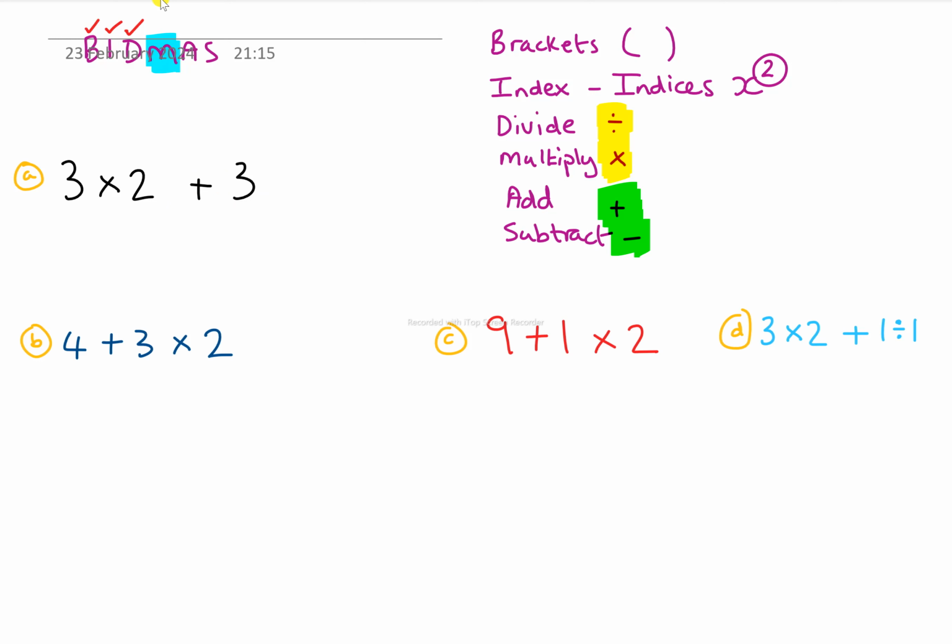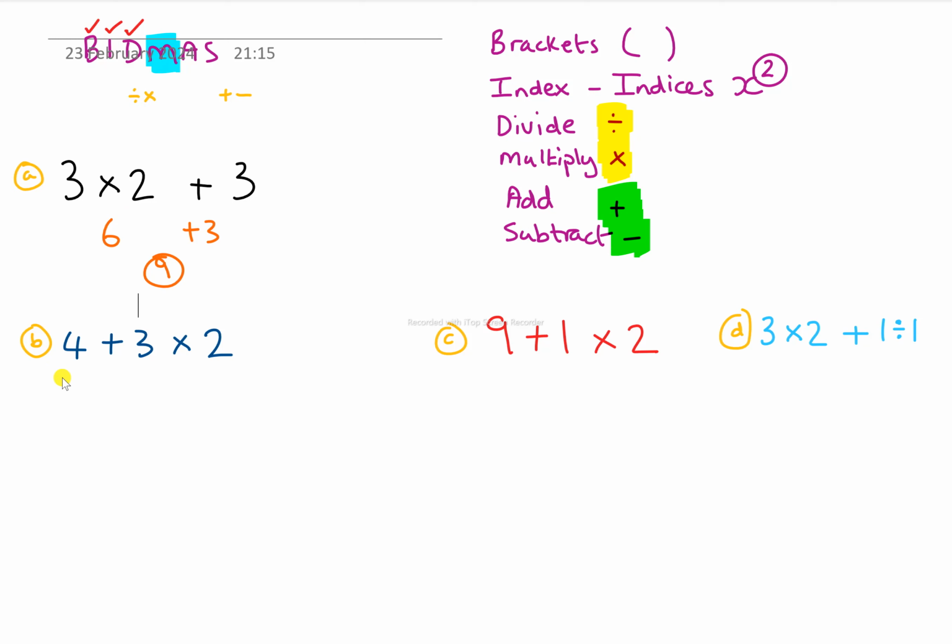Right, okay, let's do this. We're going to run along here. We look for brackets, indices, but at this level you're normally going to see divide and times. So let's look out for those first, and then pluses and minuses, add and subtract. So 3 times 2 is 6. In my head, this is what's going on. So 6 plus 3, the answer is 9.